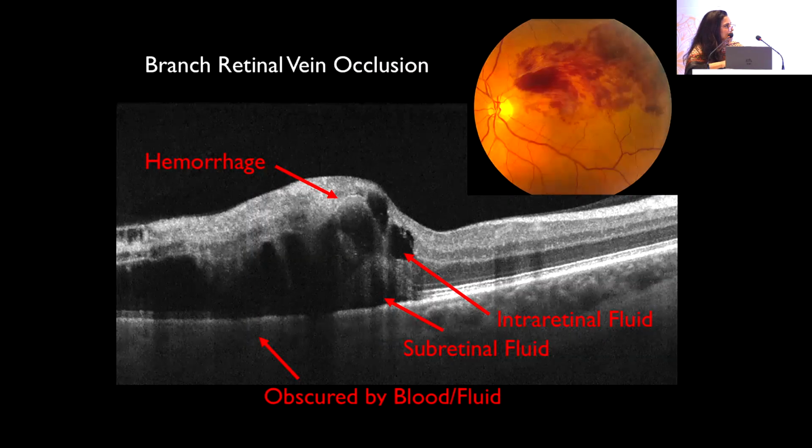Branch retinal vein occlusion, there you see shadowing of all the layers here because there's hemorrhage here. So all the layers under this are obscured by the blood or the fluid. So this is shadowing. This is intraretinal fluid here, and there's some amount of subretinal fluid here. This side, like I said, an asymmetric edema.